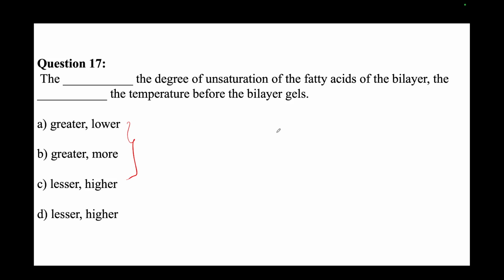So, if we have more and more unsaturation, what do you mean by unsaturation? Unsaturation means presence of double bonds. Okay.